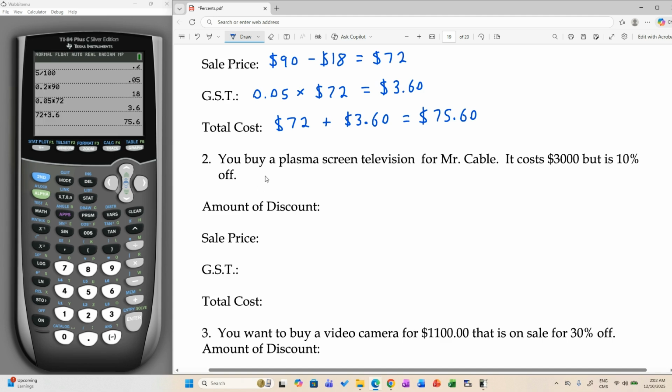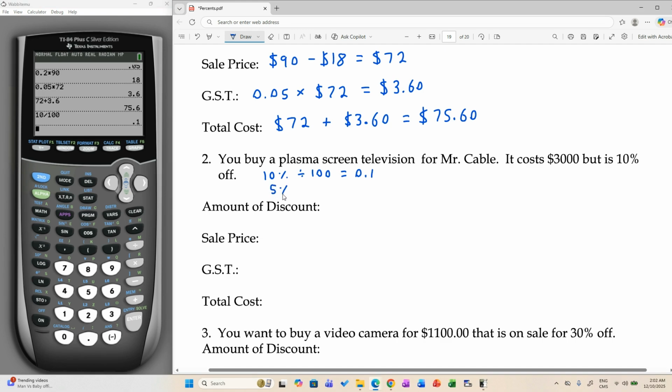First things first, let's change 10% to its decimal form. So I'm going to divide 10% by 100. Let's see what I get when I type it into my calculator. 10 divided by 100 is 0.1. So 10% is 0.1 as a decimal.